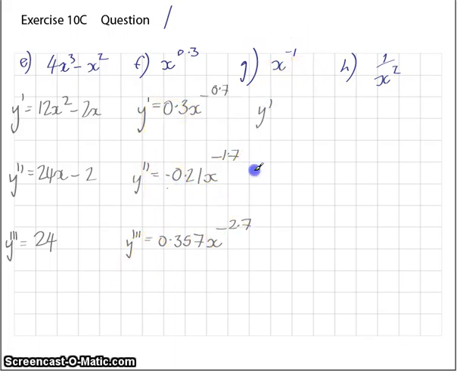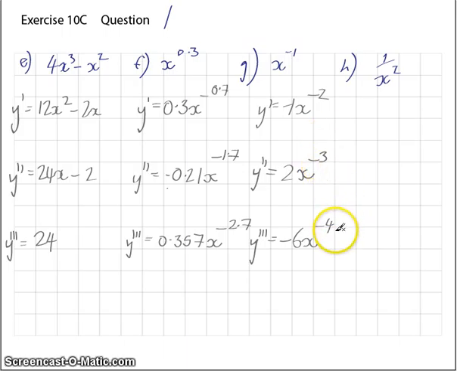For this next one here, what we have is minus 1x to the minus 2. You can leave it as index form because that's how I was given it. Next one can become positive, 2x to the minus 3, and the next one negative again, minus 6x to the minus 4. Note the minus 2, minus 3, minus 4.